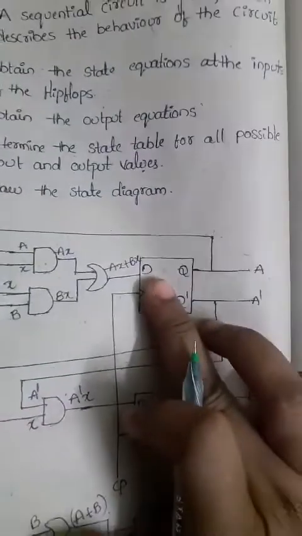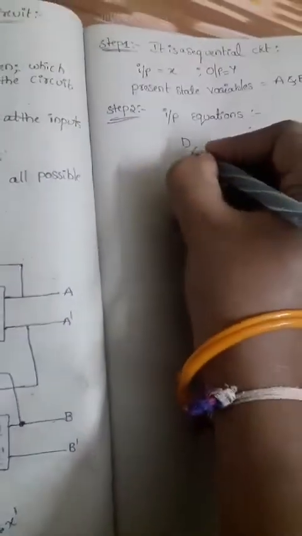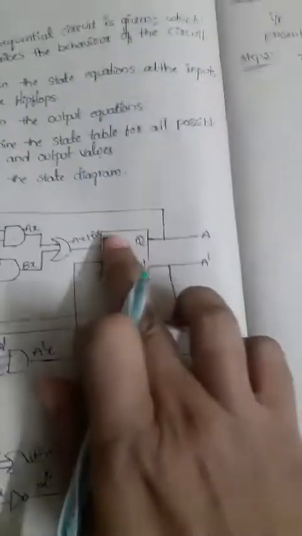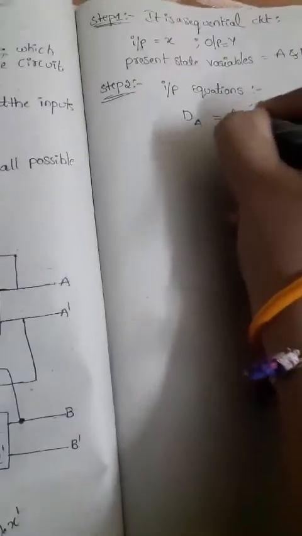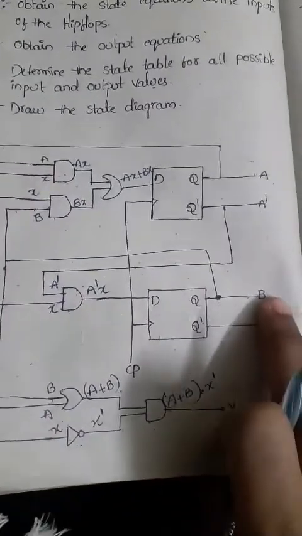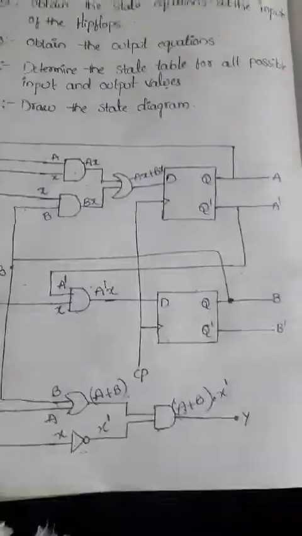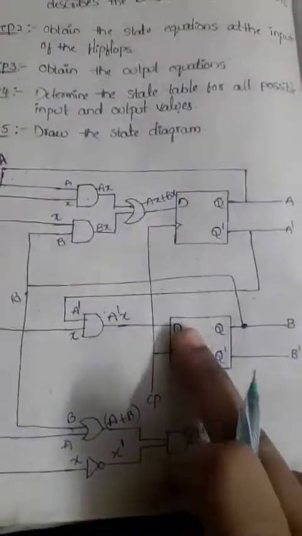So the first flip-flop is with respect to A, no? So that means D with respect to A, D suffix A. So DA is equal to, what is the equation? AX plus BX, this way. And D suffix B is nothing but the second flip-flop, so that input equation is A complement X. So now we get the two equations, that is, the flip-flop input equations. Okay, so now coming to step 3.